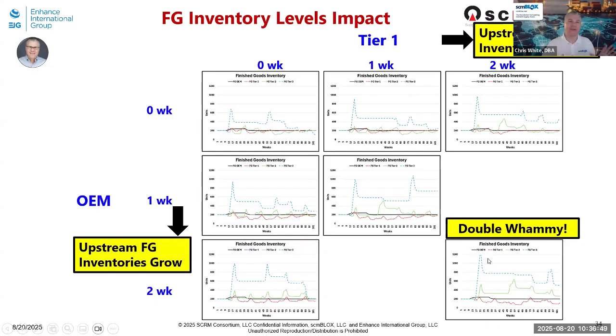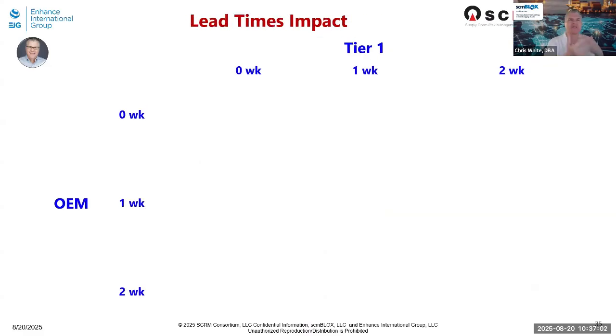And again, we're only doing OEM and tier one. We could continue and show tier two and tier three, but you can just imagine it just gets worse. So the other thing we want to look at is lead time. So we're looking at all these performance metrics just to understand what's happening across the board. So we've looked at order backlog growth, finished goods inventory growth, and now we're going to look at lead times.